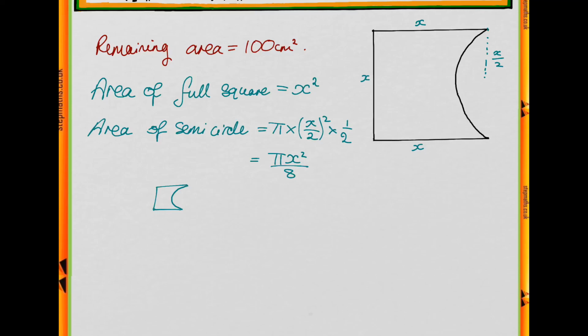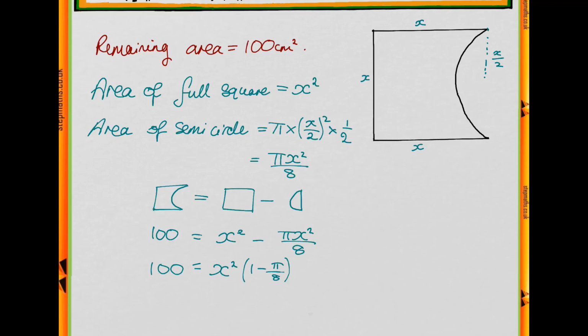So now we have the area of the full square and the area of the semicircle, and we want to find out this area here. We know that this area is square minus semicircle, so we can write in the equations for these two things. So the area, which we know to be 100, is x squared, the area of the square, minus pi x squared over 8, the area of the semicircle.